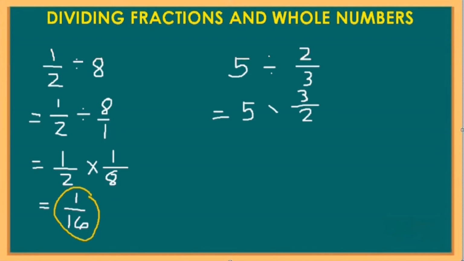The division sign becomes multiplication sign. So 15 over 2 or 7 1/2.